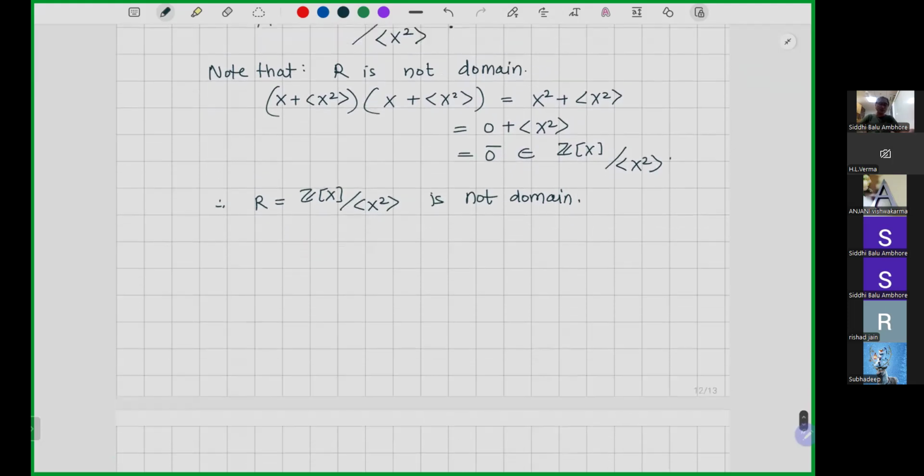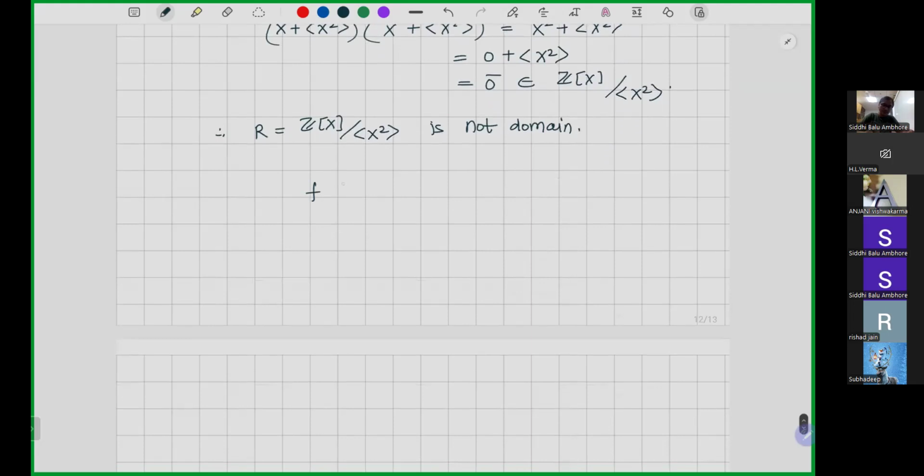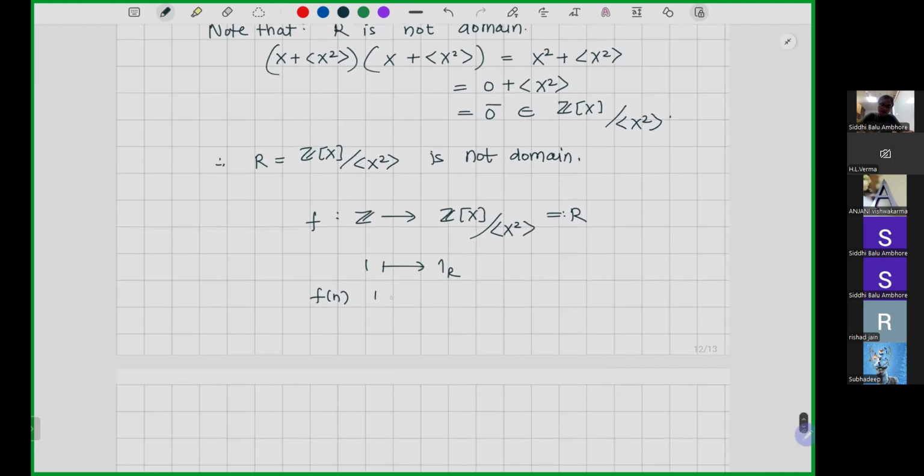Kernel trivial, okay. What is the kernel? F is this map from Z to Z[x] mod x square, where 1 goes to 1 and f of n again goes to this. Let me write R here. F of n goes to n times 1_R.